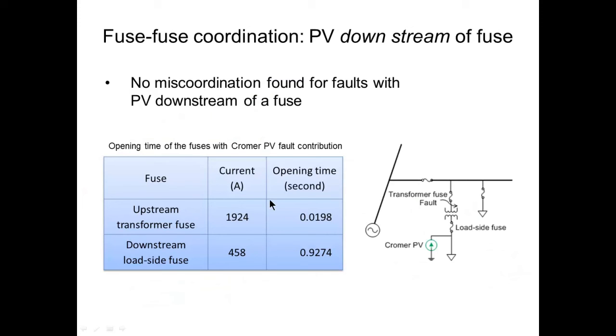Okay. But from the OpenDSS results, here are the current values. When the fault is at this location, the upstream transformer fuse sees a current of 1924, and it clears within 0.01 or 0.02 seconds. Whereas the downstream fuse, the load side fuse, only sees the fault contribution from the Cromer PV in the reverse direction, and that value is 458. So that is 200% of its rated current, at this voltage level, which I think is 480 volts 3-phase.